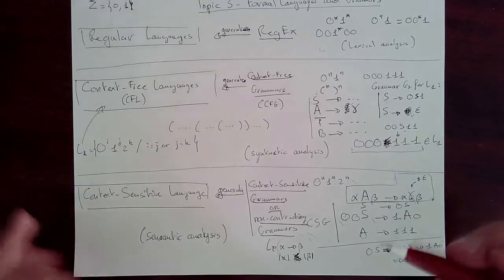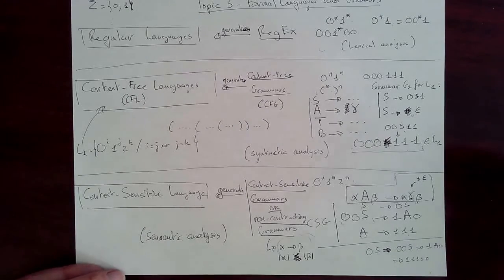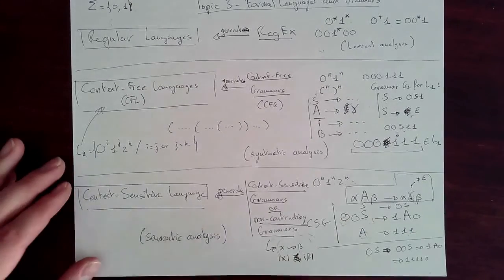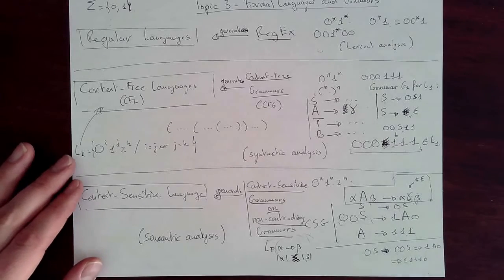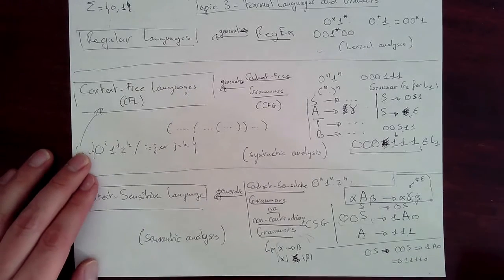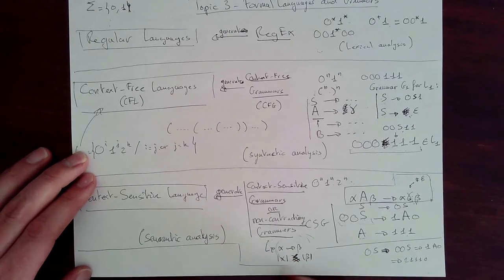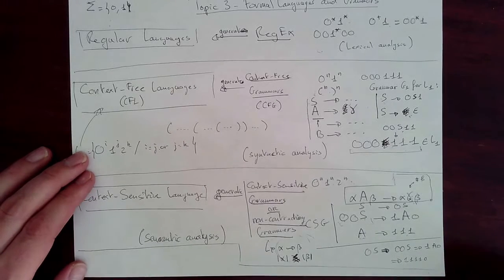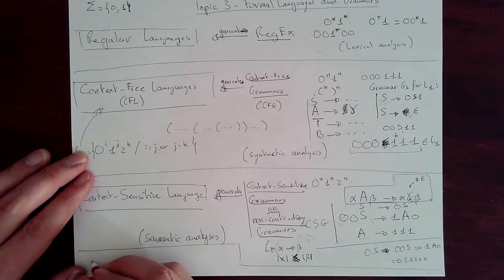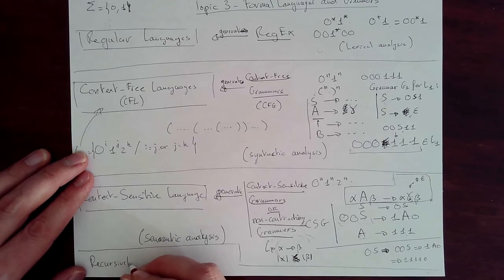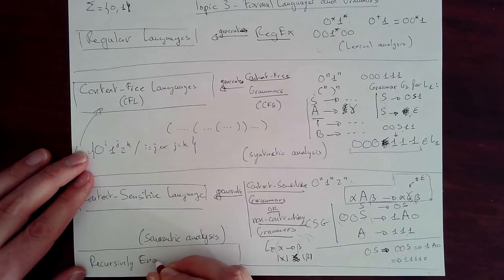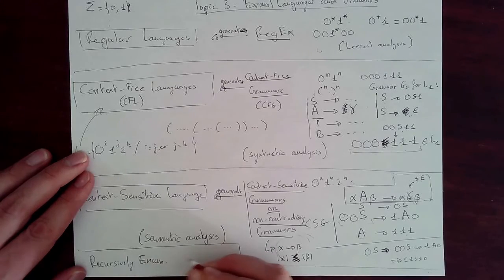The last category of languages is the category of what we call recursively enumerable languages, or Turing recognizable languages. I don't have any more room on my piece of paper, but recursively enumerable languages. That's a very strange name.